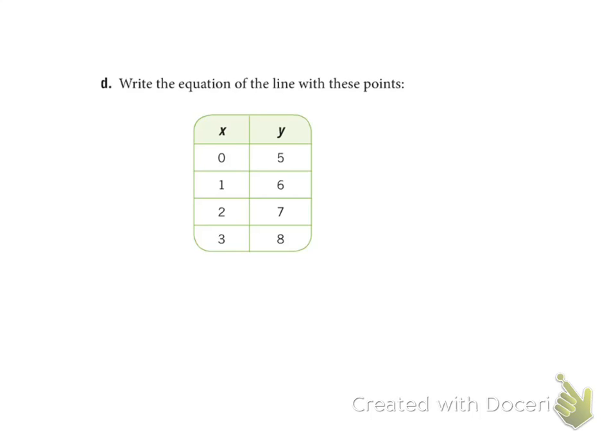1 and 6. Okay, 1 and 6, along with which other one? 3 and 8. Okay. So we can use those 2 points to find the slope. You can use any 2 points you want to. So again, we have to find the change in y's over the change in x's. So what about the numerator?